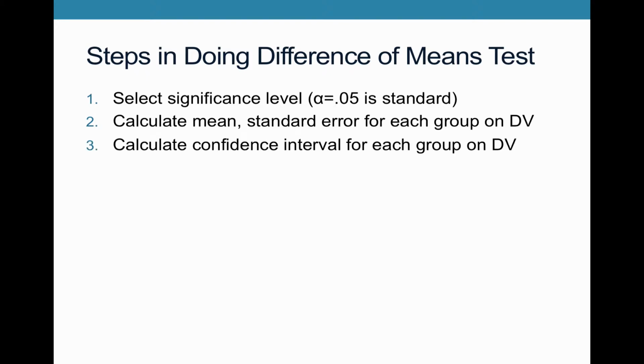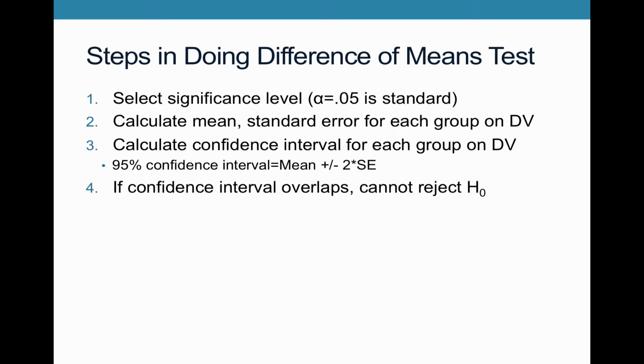Third, you calculate the confidence interval for each of those two groups on your dependent variable. Remember, go back to the confidence interval lecture if you need a little bit of refreshing, but here the confidence interval is equal to the mean plus or minus 2 standard errors. That's if you have an alpha level of 0.05. You're going to use that 95% confidence interval.